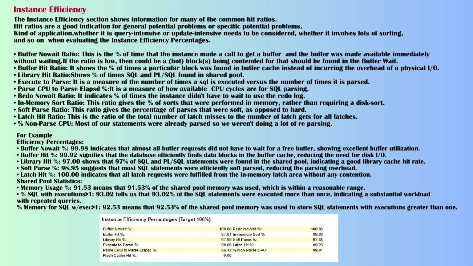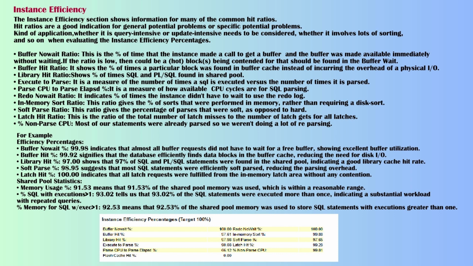Percent non-parse CPU. Most of our statements were already parsed, so we weren't doing a lot of reparsing. Reparsing is high on CPU and should be avoided. Example. Efficiency percentages. Buffer nowait percent, 99.98, indicates that almost all buffer requests did not have to wait for a free buffer, showing excellent buffer utilization.